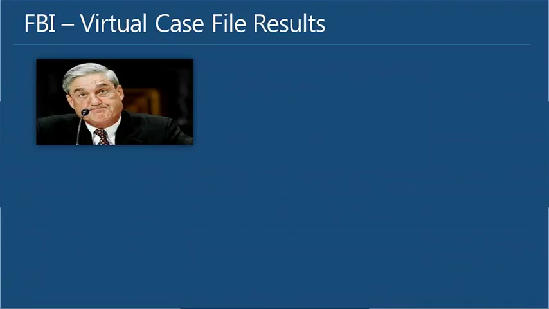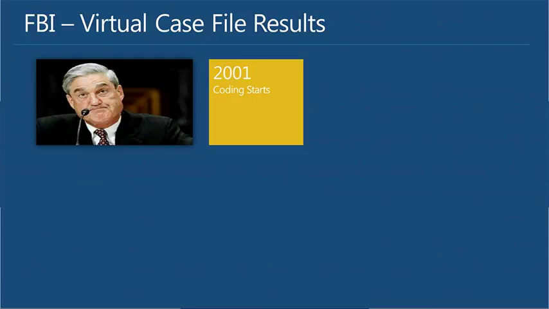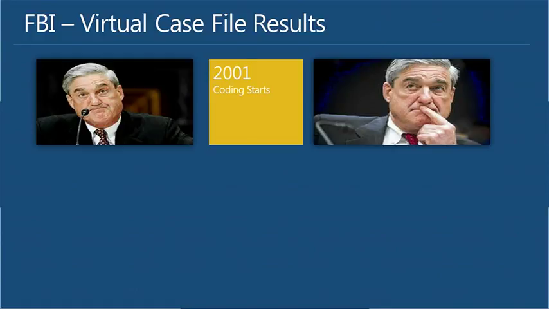So how did it go? This is Robert Mueller, not sure how to pronounce his name. He's the head of the FBI, so he's the one that has to front up to Congress. In the States, if you want money to run a public project, you go to Congress and say this is what we're going to do. 2001, coding started. He had to keep going back to Congress for more money. It's going okay, just a little bit more money, slight delay, just a little bit more money, it'll be fine.